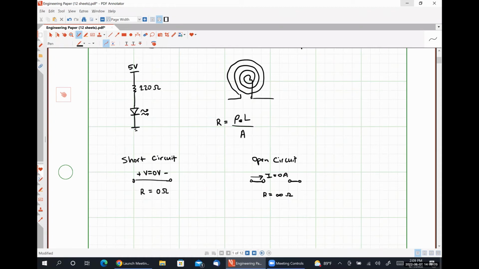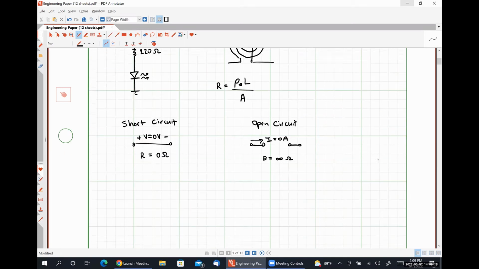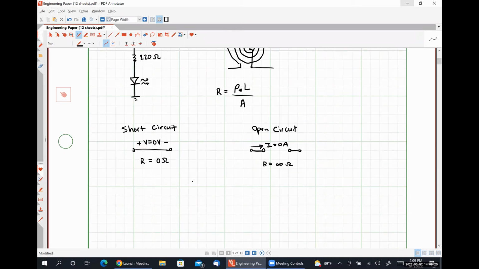Now, a generic resistor, as I've shown you a minute ago, has a schematic symbol that looks like a squiggly line like so. And the resistance is represented by some finite value.